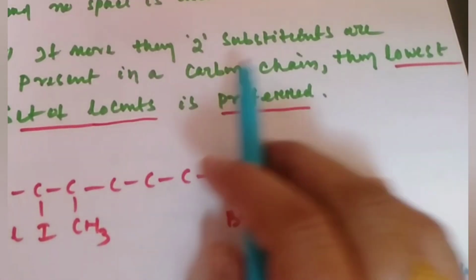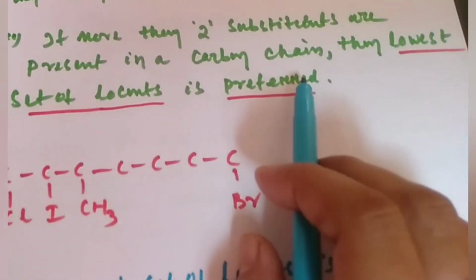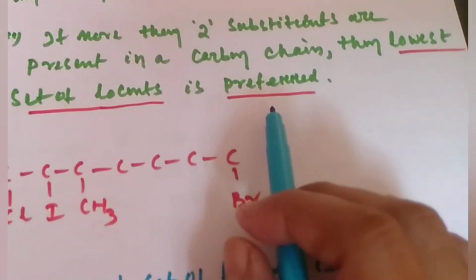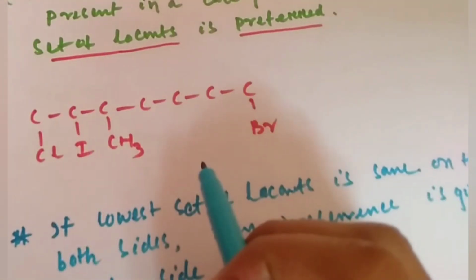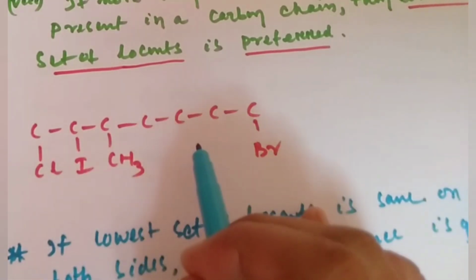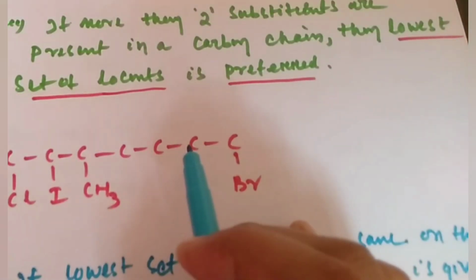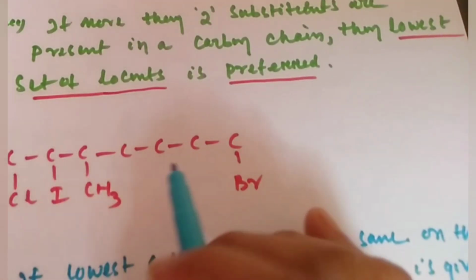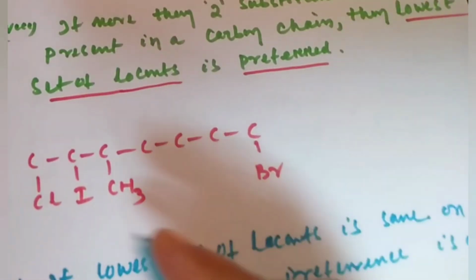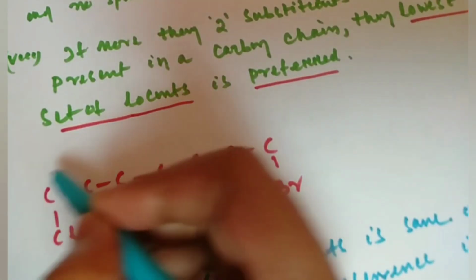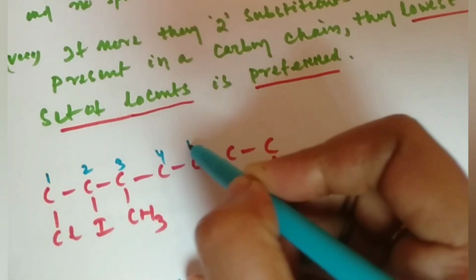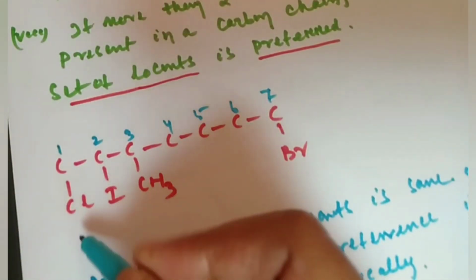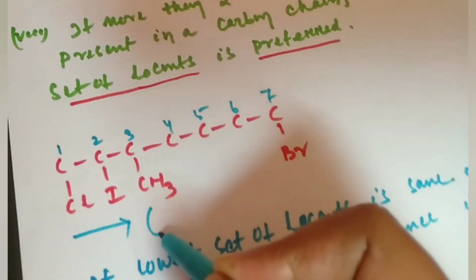Next point is, if more than 2 substituents are present in a carbon chain, then lowest set of locants is preferred. Suppose here more than 1 substituent, 1, 2, 3, 4 substituents are present. If I will choose the parent chain, then how will you proceed? You have to proceed according to the lowest set of locants. Lowest set of locants means, see here, if I will proceed from this side, this is your 1, 2, 3, 4, 5, 6, 7. Okay. Now see here, in this left to right, what is the set of locants?